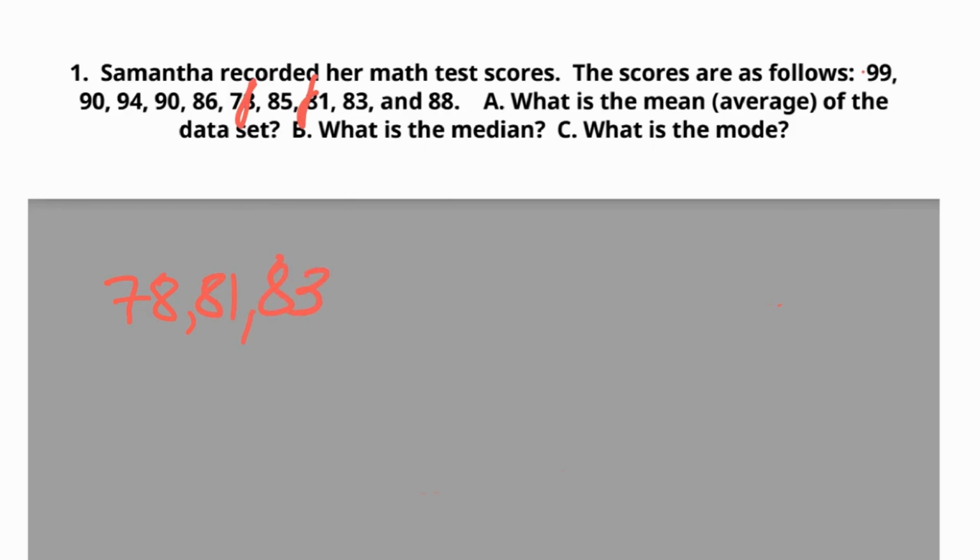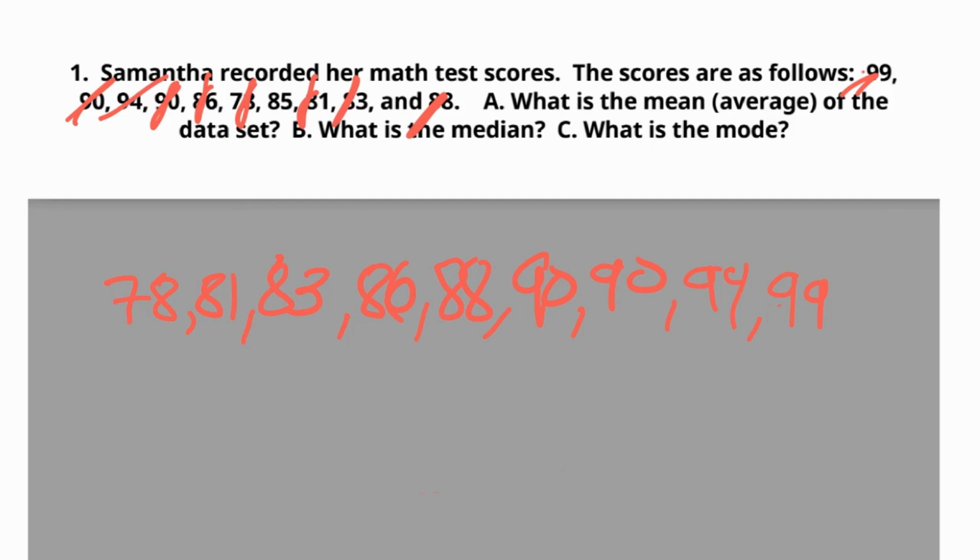Then 83. Then 86. Then 88. Then 90. And then I see another 90, so you need to put that one as well. Then I have 94. Then 99. So again, I need to put the numbers from least to greatest, which I did. Make sure there's all the numbers you have. We counted 10 up here, so there should be 10.